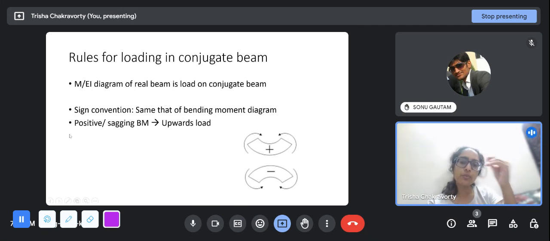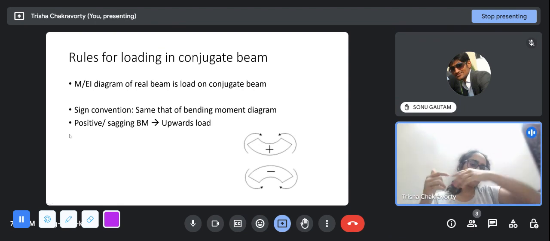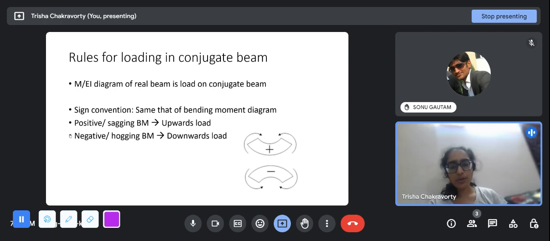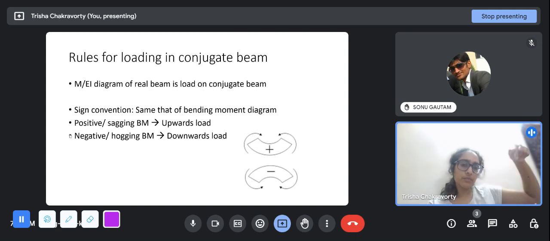If there's a positive or sagging bending moment, for example, in a simply supported beam with a UDL pointing downwards, we will get a sagging bending moment diagram of parabolic nature. Then the load on the conjugate beam will be upwards, because that is positive or sagging bending moment. And for negative or hogging bending moment, it will be a downwards load. For example, in a cantilever beam with a tip load or with a UDL pointing downwards, we get negative moment. So in the conjugate beam, that diagram will be the load in the downwards direction.